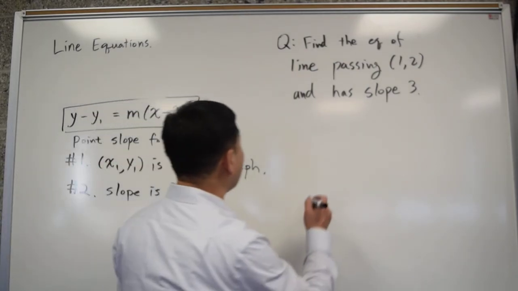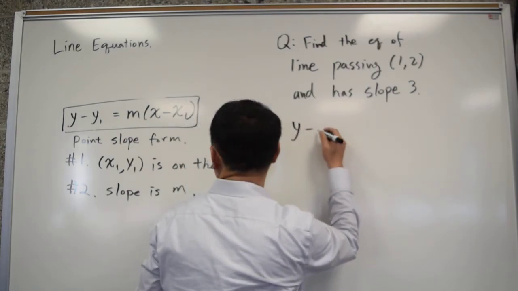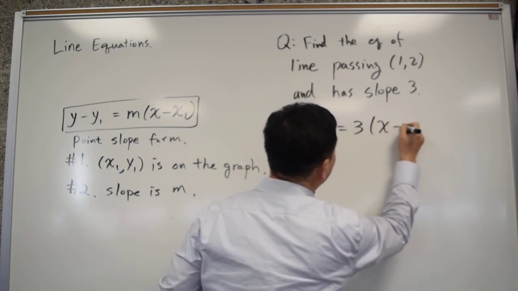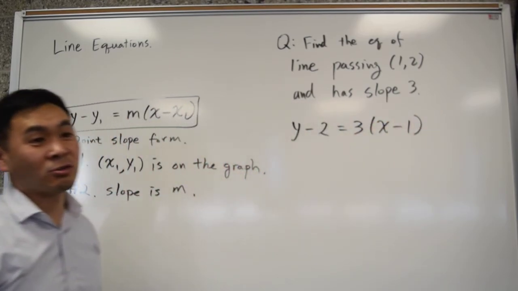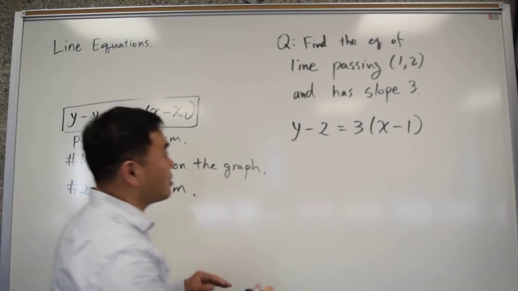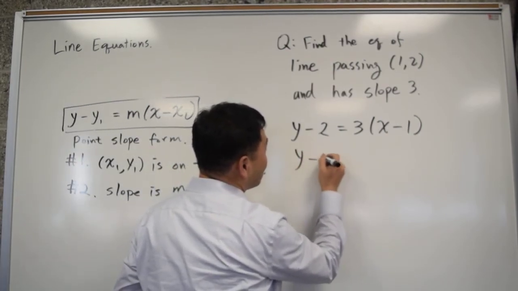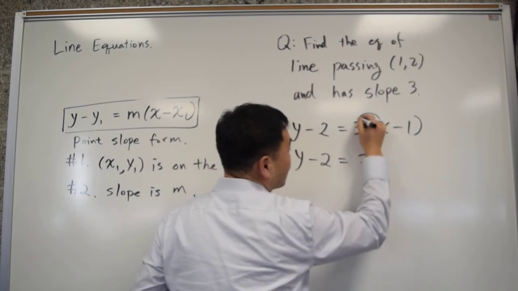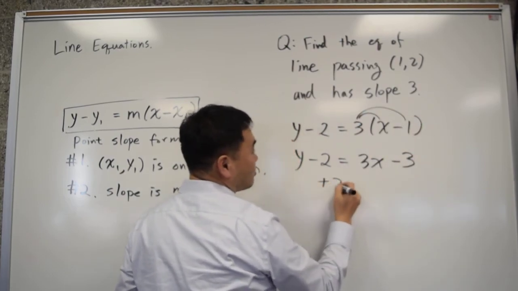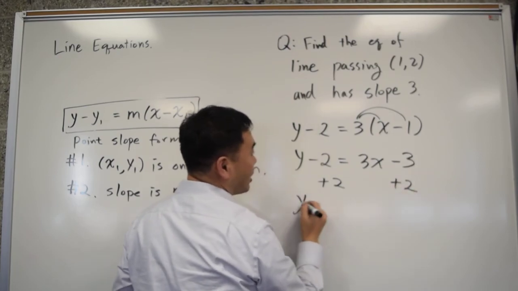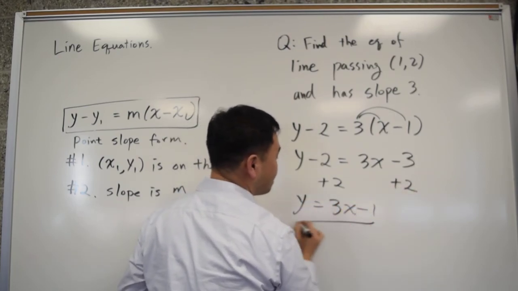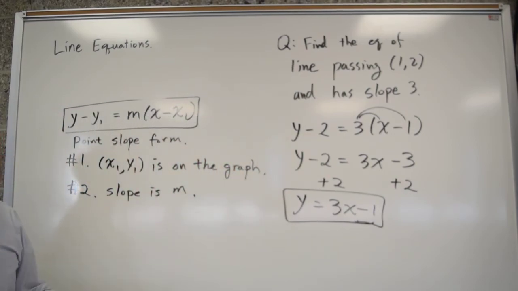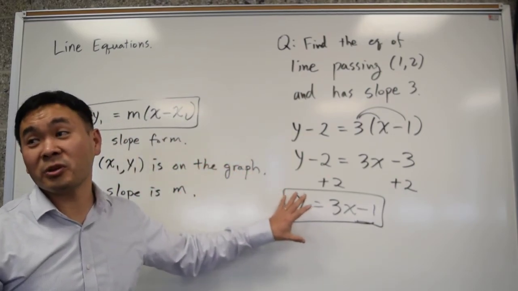So let's write down the equation. You get y minus 2 equals 3 times (x minus 1). That's the equation. Now, let's just solve this for y to change that into slope-intercept form. So this is 3x minus 3. Add 2 to both sides, and you get y equals 3x minus 1. Now, compare this with any other method. This is pretty good. Okay?